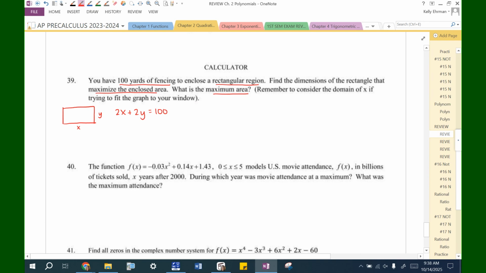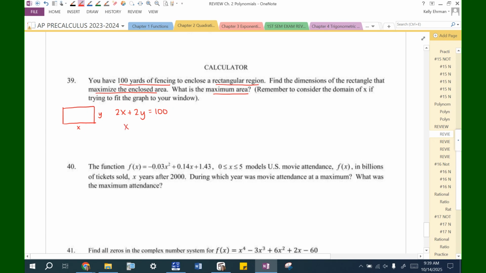Now, a lot of you know that if we're just talking about a straight rectangle, we don't have a line down the middle, then a square will always give us the largest area. So if I have 100 yards of fencing, I can divide that by 4, and it should just be 25 by 25 is my largest area.